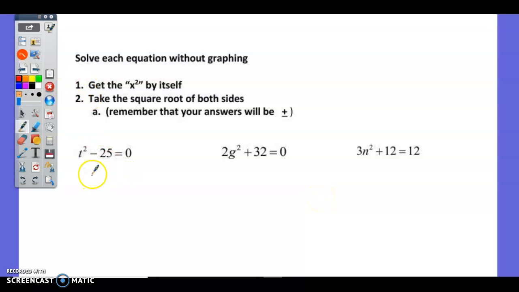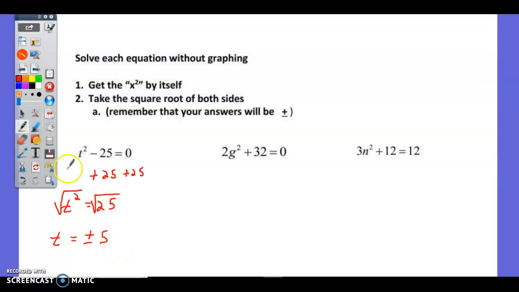So over here, you're going to get t squared by itself. I'm going to do that by adding 25 to both sides. So I have t squared equals 25, and then to undo a square, we take the square root of both sides. So this becomes t equals, and because I took the square root, plus or minus 5 would be my answer.